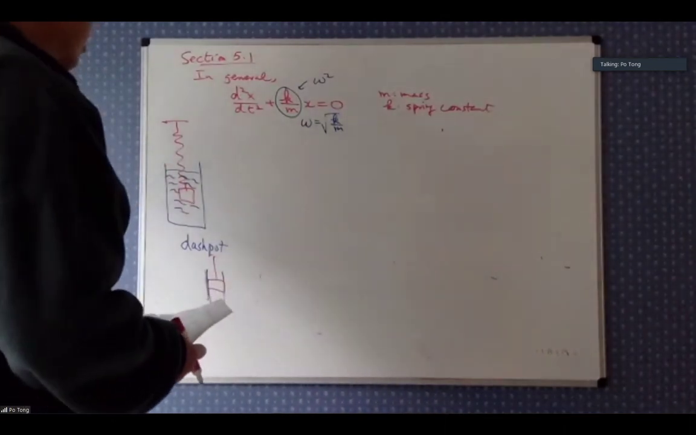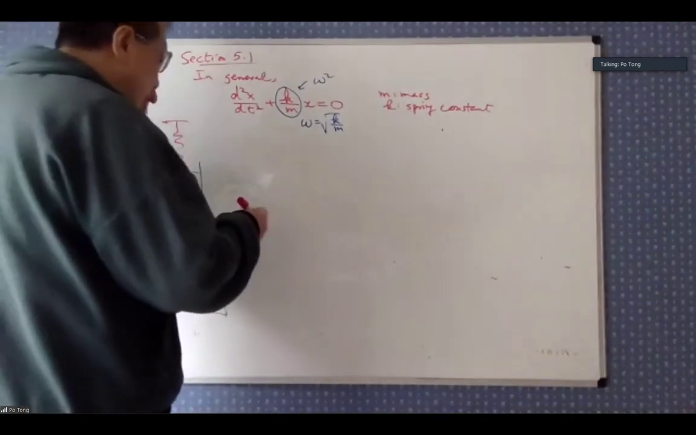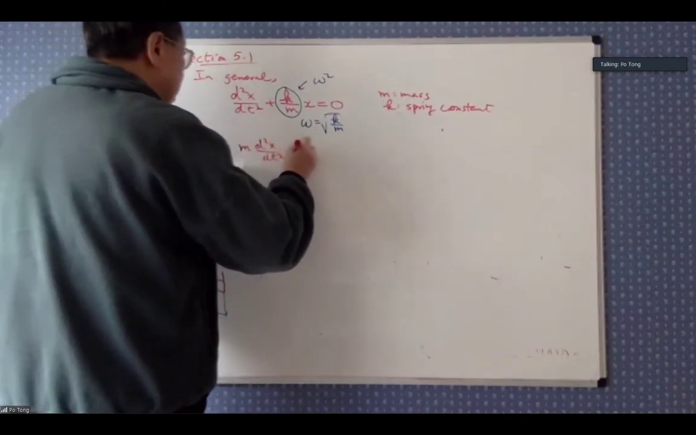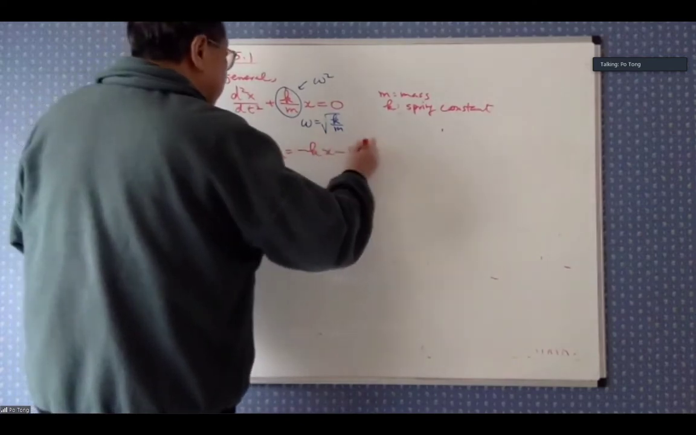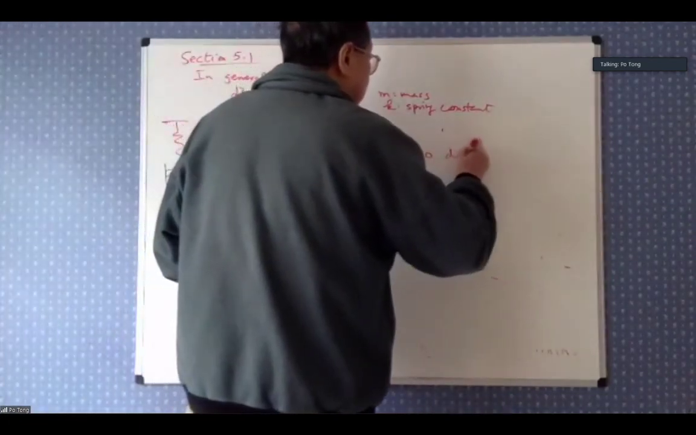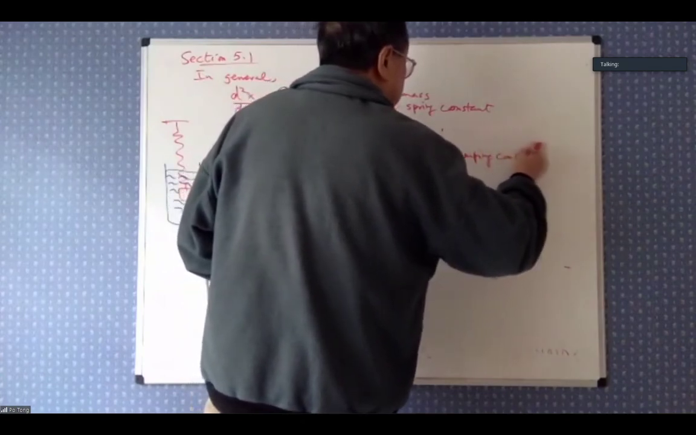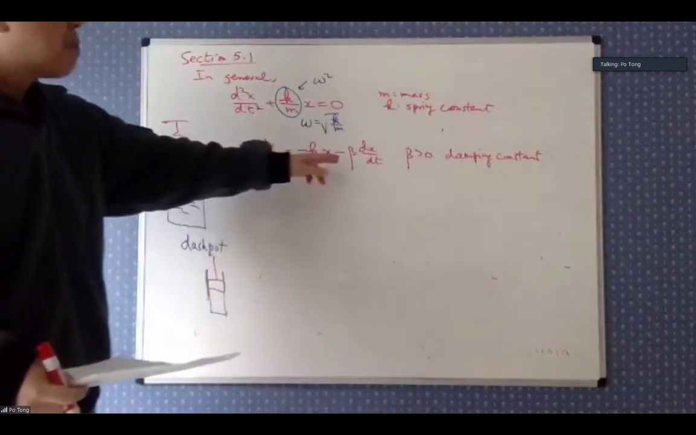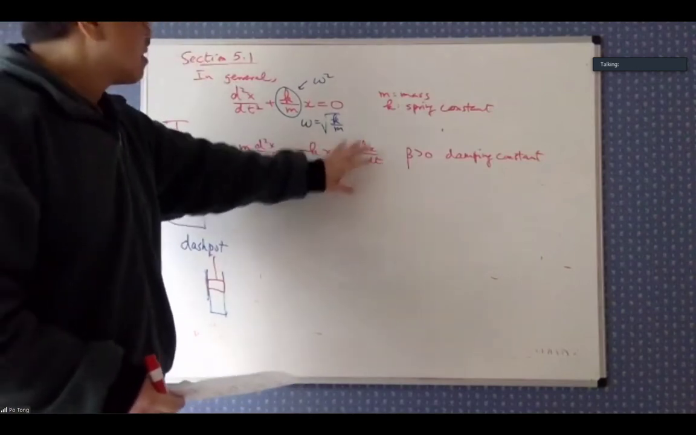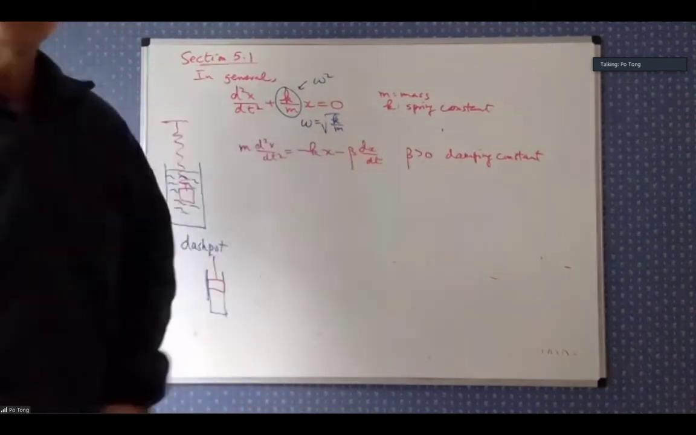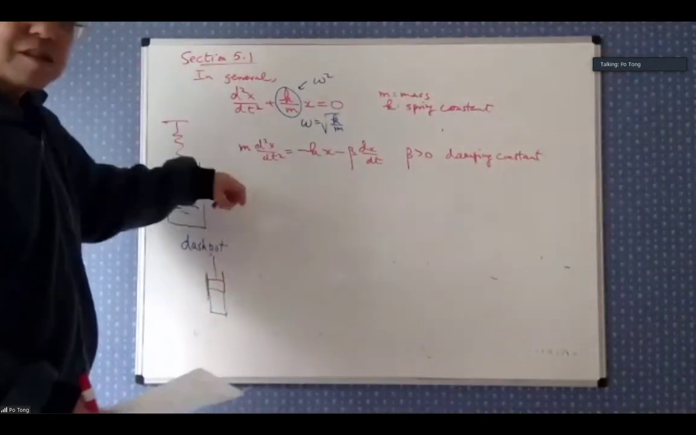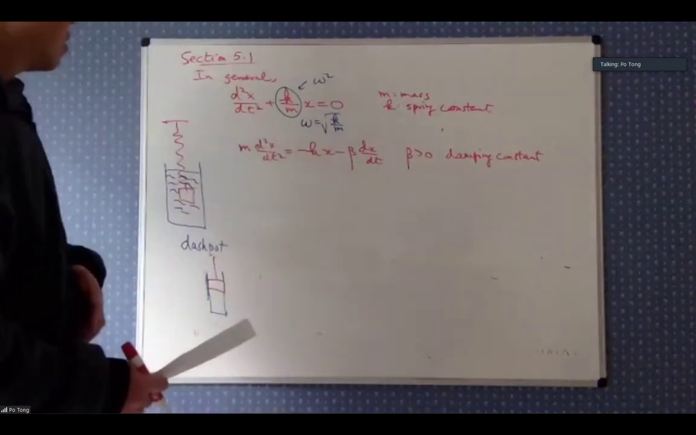So here, in addition to the spring trying to pull the thing back, there's another term. So it's m d squared x dt squared equal to minus kx minus beta dx dt. Now, this beta is called the damping constant. This comes from some kind of resistance. This beta is the proportionality constant. The resistance force is proportional to the speed, proportional to the first derivative. The faster this tries to move, the more resistance you have. So the equation actually looks like this.